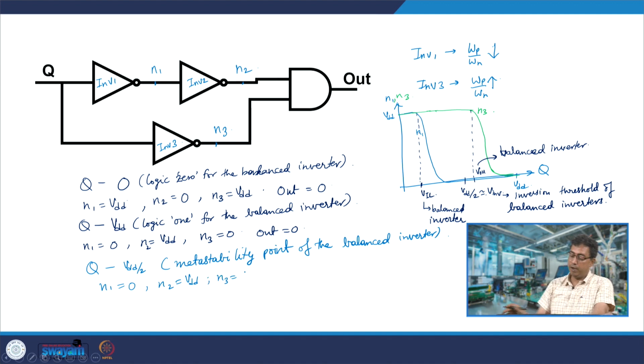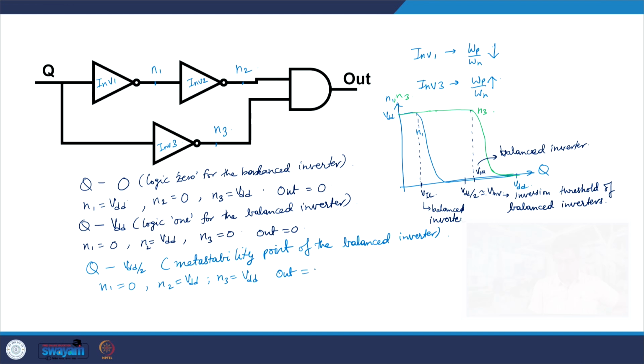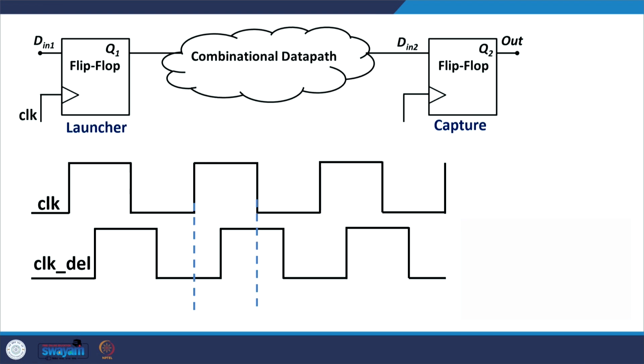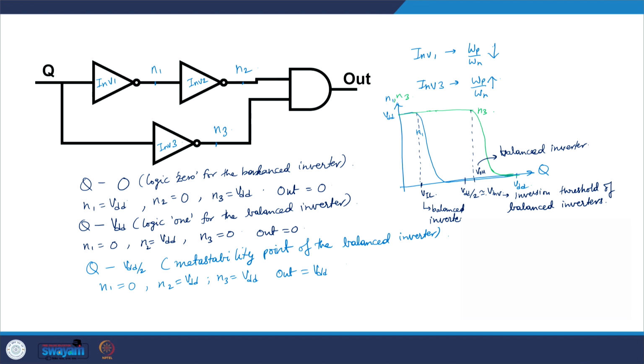Whereas, for inverter 2, since you are at VDD by 2, this is interpreted as input 0. For inverter 3, this is also interpreted as input 0. So, its output is VDD. Therefore, out would have an output VDD. So, you have detected metastability. So, what is the function of the metastability detector?